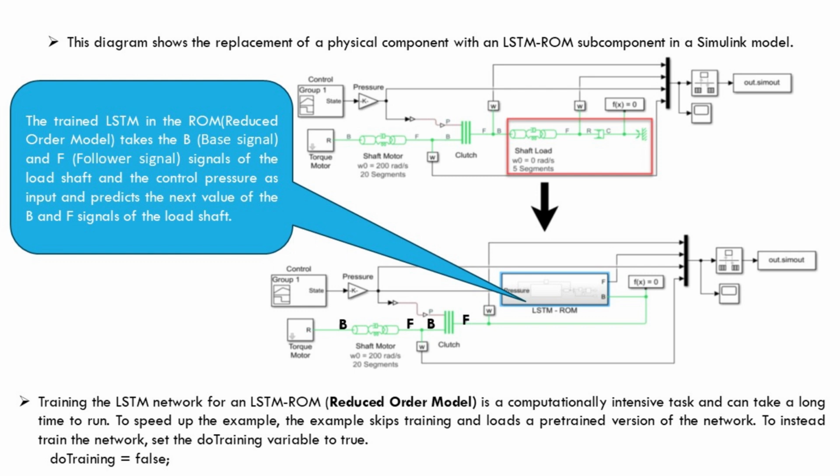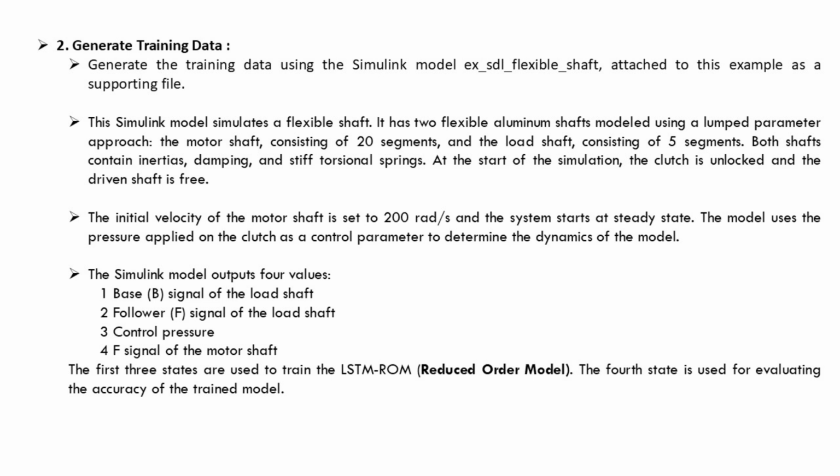Training the LSTM network for an LSTM ROM is a computationally intensive task and can take a long time to run. To speed up, the example skips training and loads a pre-trained version of the network. To instead train the network, set the doTraining variable to true. doTraining equals false. Generate training data.